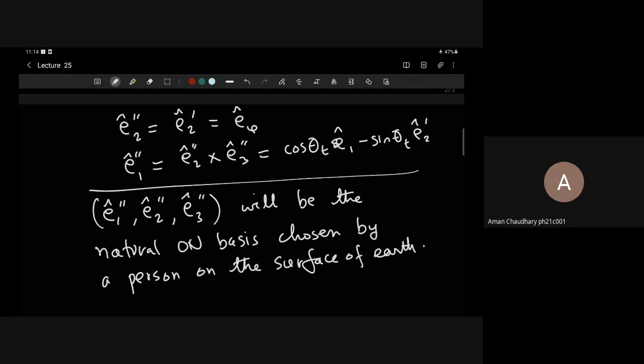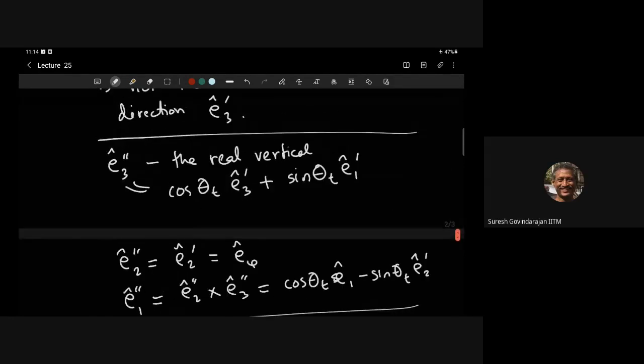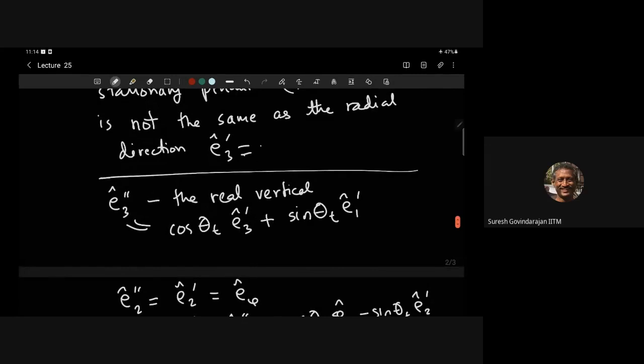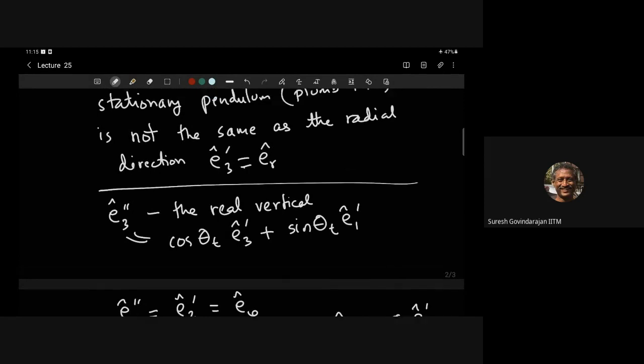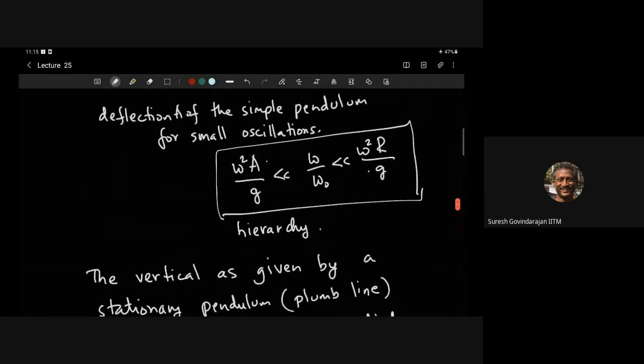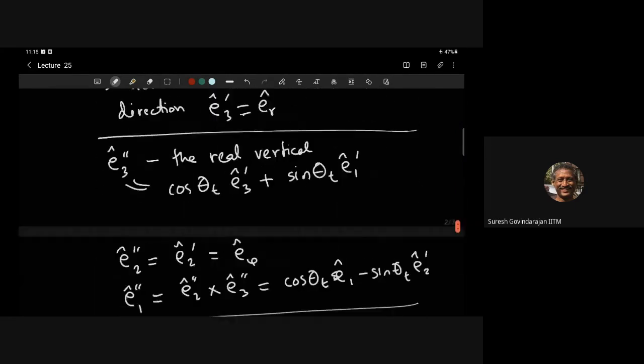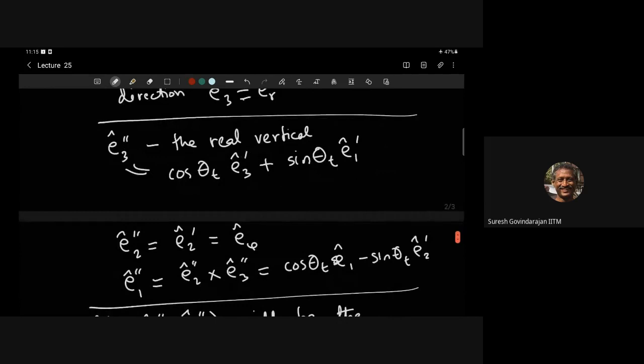Sir, you said that E3 prime is not the same as the radial direction. Yes, E3 prime was, but E3 double prime is not the same. Okay, I get it. And actually if you compare, tan theta t is roughly proportional to omega square r over g, and there is some sine theta cos theta, but it depends. It's of order 10 to the power minus 3, so you can see that it's small. Okay, so theta t is small.